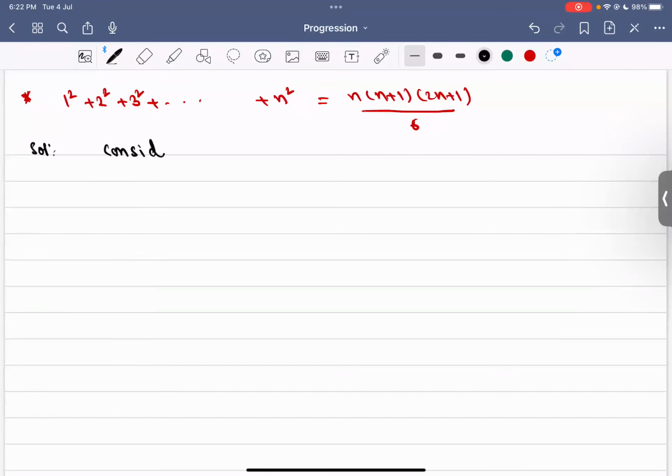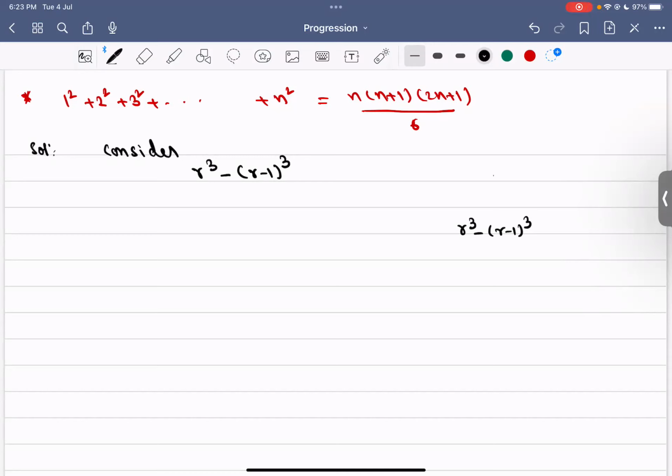Consider r cube minus r minus 1 whole cube. So now, r cube minus r minus 1 whole cube, you consider to prove this one. Now you simplify this r cube minus r minus 1 whole cube with the help of a cube minus b cube.